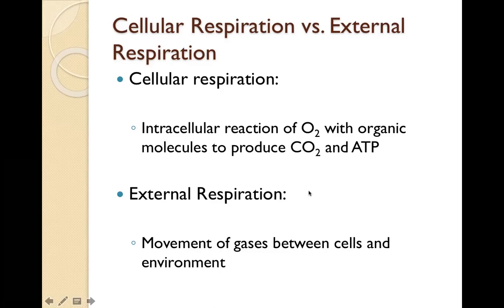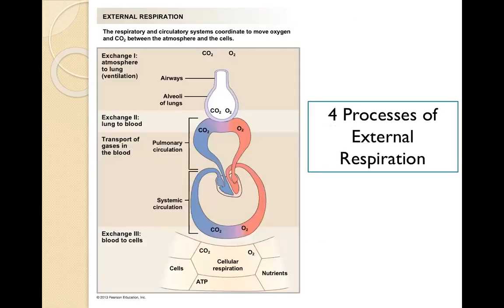External respiration, on the other hand, is specifically the movement of gases between the cells and the environment. And there's multiple processes that you have to keep in mind when you talk about external respiration. There's four in total. There are three exchanges that happen in external respiration, and there's one transport process that happens.